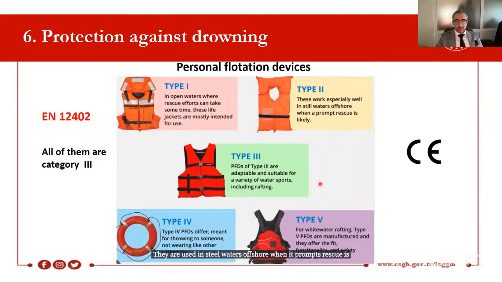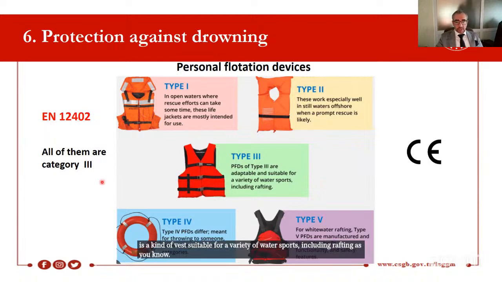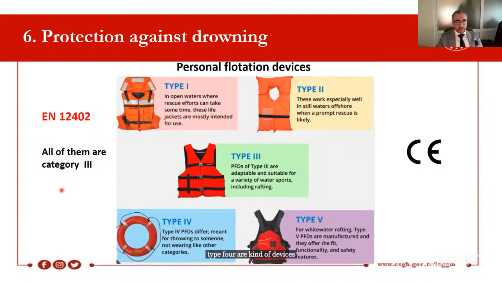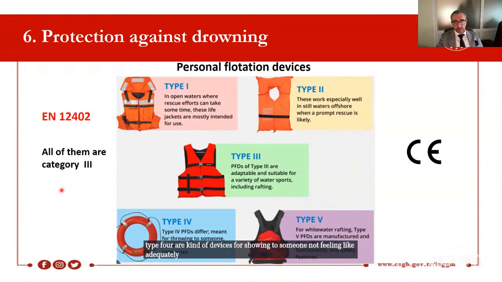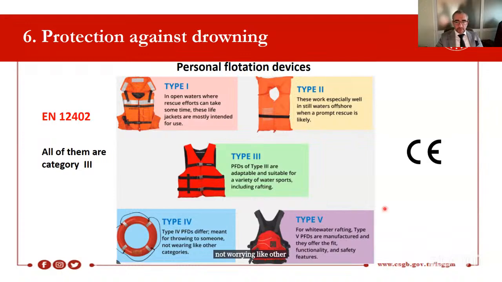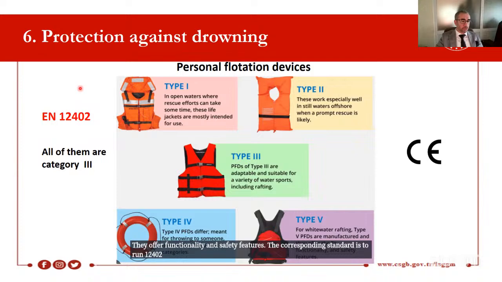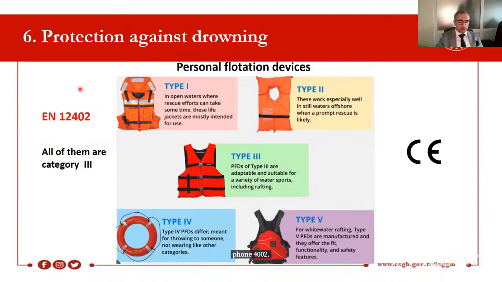Type 3 is a kind of vest suitable for a variety of water sports, including rafting, as you know. Type 4 are kind of devices for throwing to someone not wearing like other categories. Type 5 for white water rafting, as you see here. They offer functionality and safety features. The corresponding standard is 12402, and all of them are, of course, category 3.